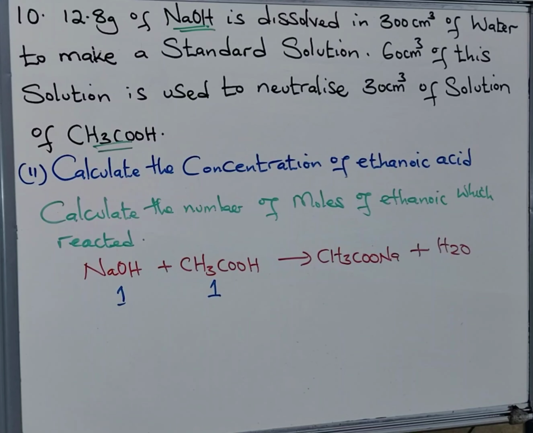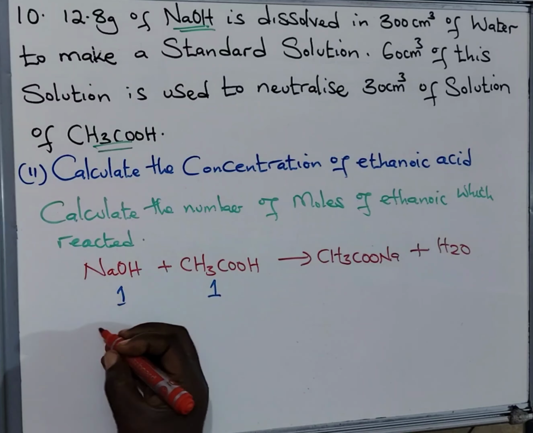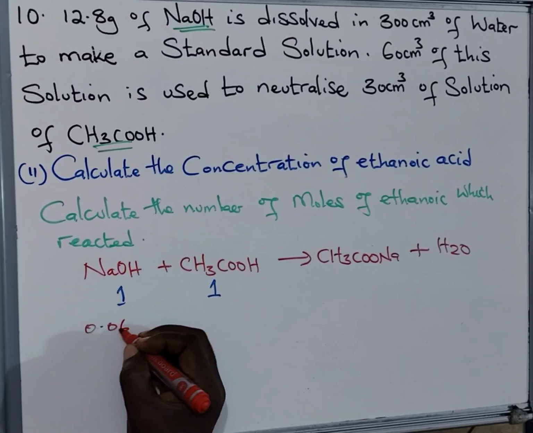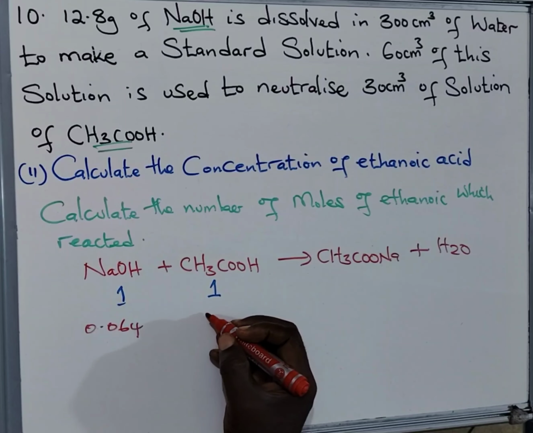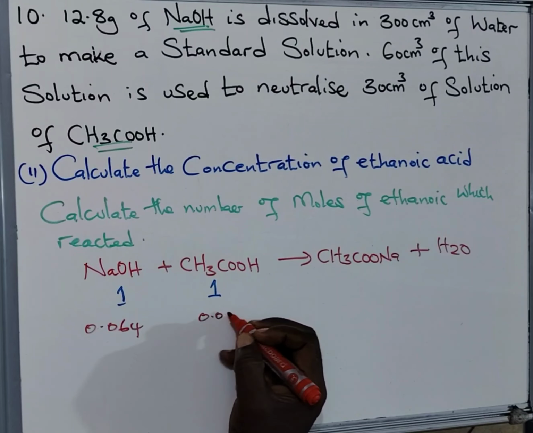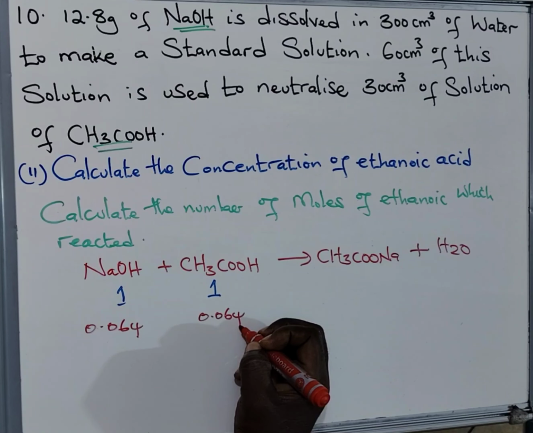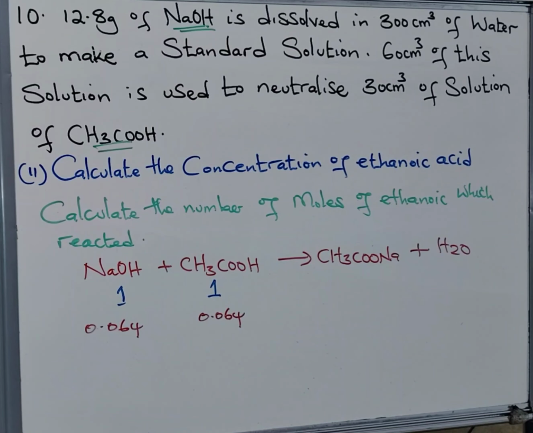Okay? And we know the number of moles of what? Of our standard, which is sodium hydroxide. And the number of moles is 0.064. And if this is 1 to 1, so what does that mean? That the number of moles of ethanoic acid is 0.064. So what is the next step? Next step is to list everything you know about ethanoic acid. Let us have it here.